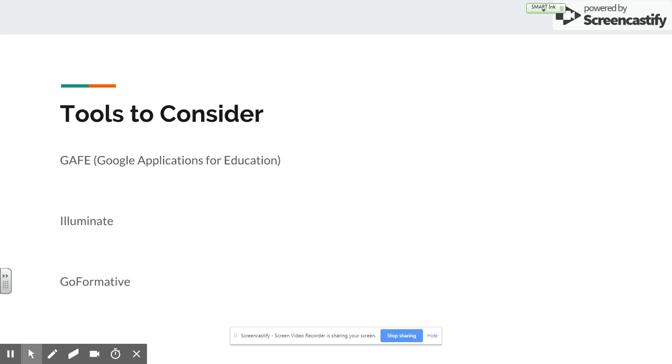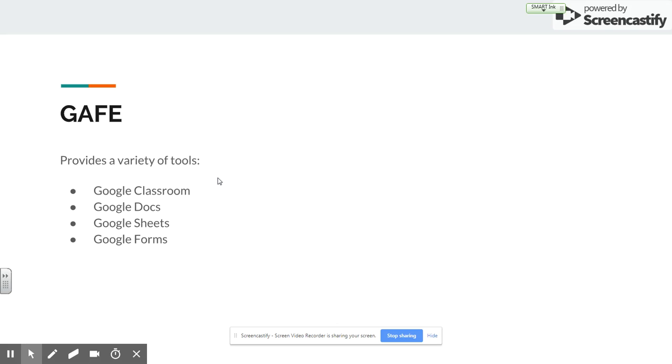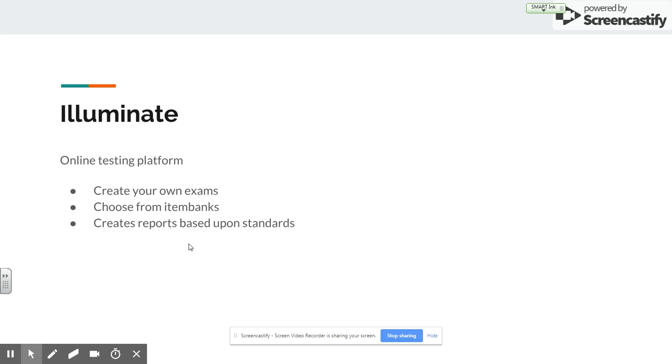Okay, so some tools to consider whenever we talk about differentiating and assessment are GAFE, or Google Apps for Education, Elluminate, and GoFormative. Google Apps for Education provides a lot of different tools, right? It provides Classroom, an online place where we can put assessments, assignments, and different documents, right? It allows us to use Google Docs with our kids, which is basically a word processor, but it also allows us to provide feedback to our students. It gives teachers access to Google Sheets where they can store data and look for trends. It gives teachers access to Google Forms where they can provide assessments for students, tie standards to these assessments, and look at the data, right?